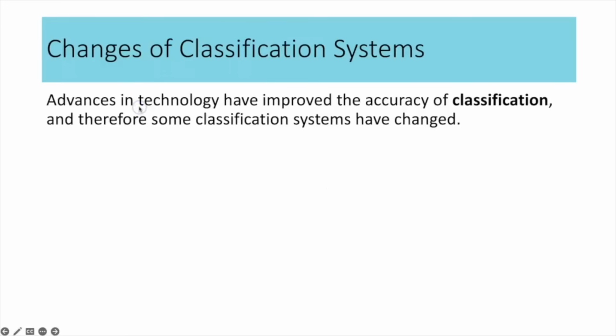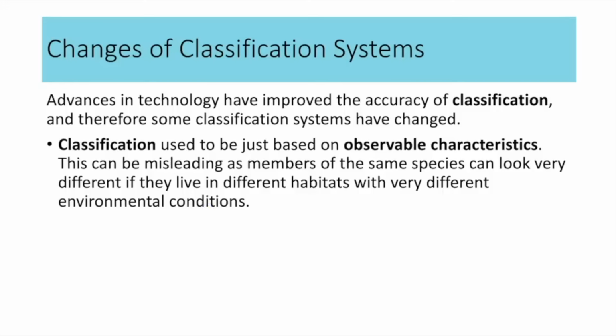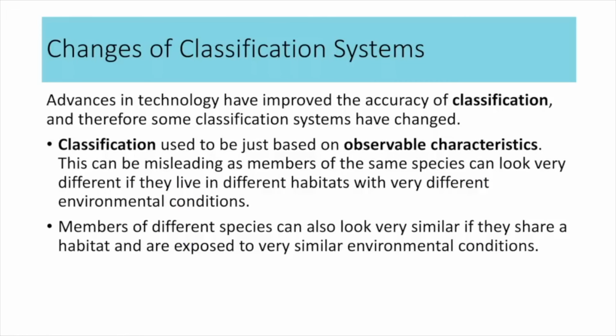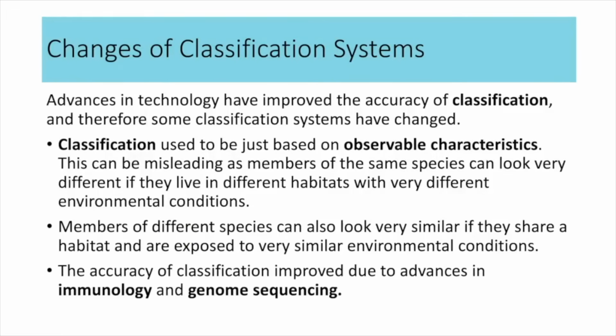There have been changes in the classification systems though, as there's been advances in technology, because classification used to be based on physical appearances. And that could be really misleading because members of the same species can look very different if they live in different habitats, or members of different species can look very similar if they live in the same habitat. And that's because they'd be exposed to similar environmental conditions and therefore evolved to have similar adaptations.